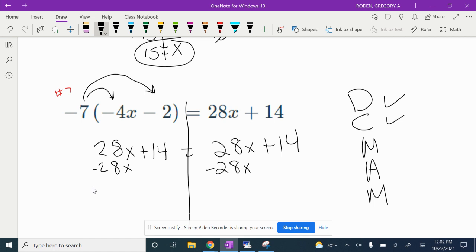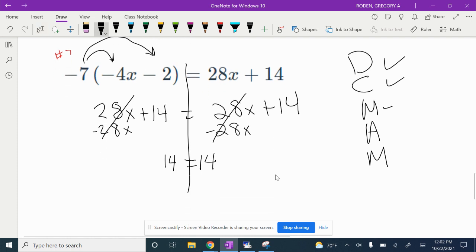Now, what happens here, and I told you this was going to get really funky. 28 cancels 28, but 28 also cancels 28 on the other side. And what are you left with? You're left with a 14 on the left side, but you're also left with a 14 on the right side. Okay? So does 14 equal 14? Yes. Is there ever a time when 14 does not equal 14? And the answer is no. 14 is always equal to 14.